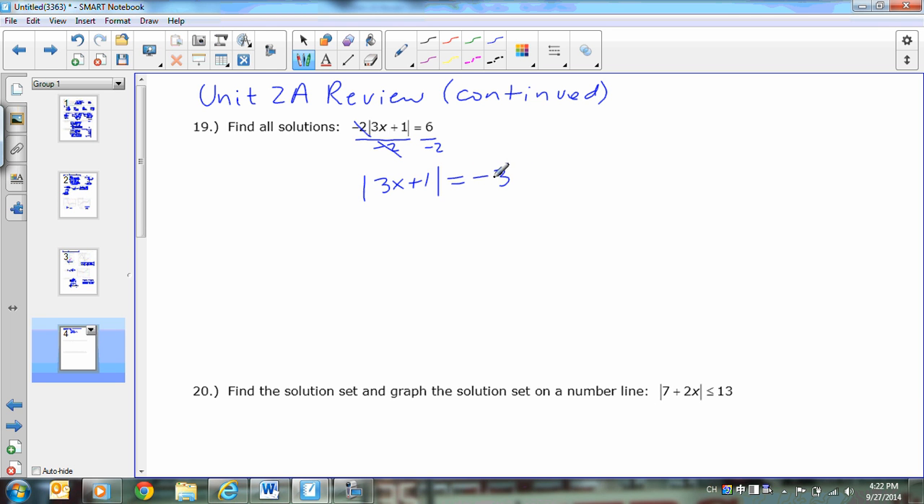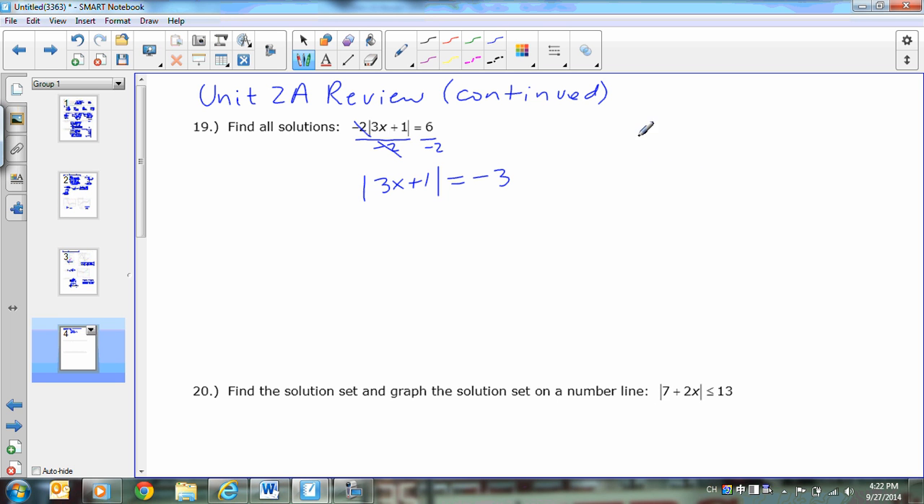-3. Okay, now at this point, I hope you stop and think for a minute. Do you think there's any x value that I could multiply by 3, add 1 to, then take the absolute value of and get a -3? Well, I don't think so.